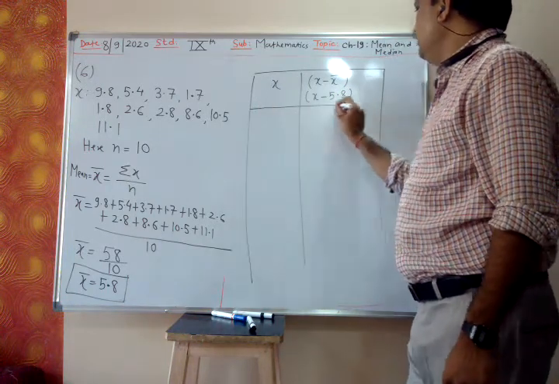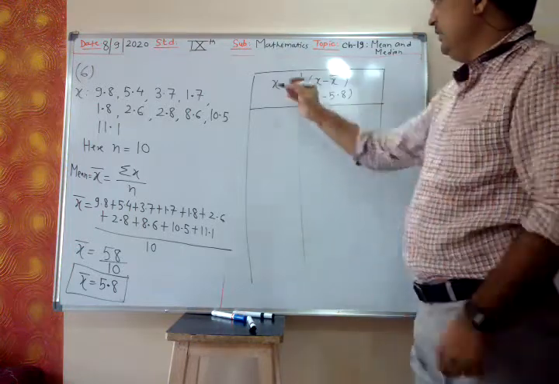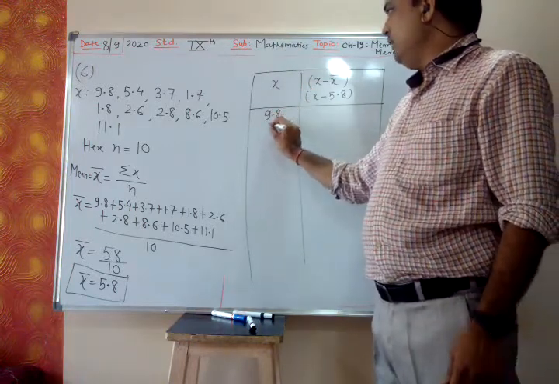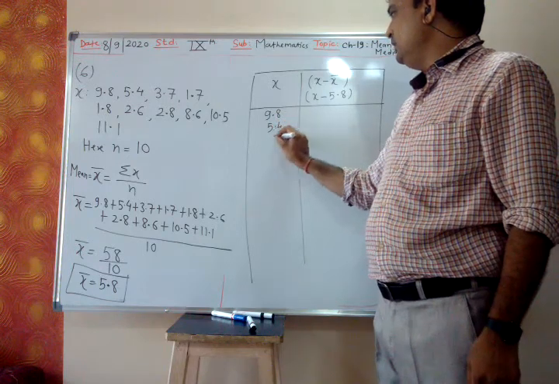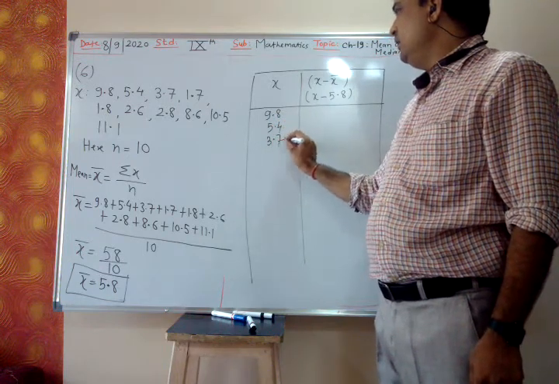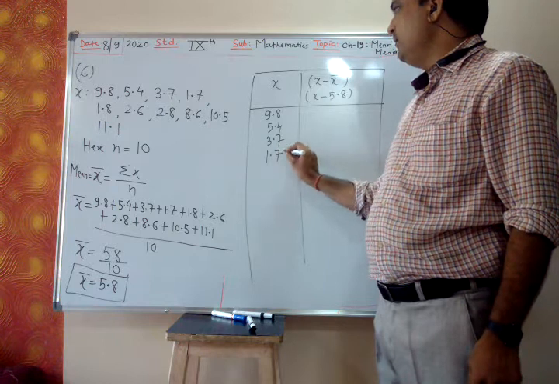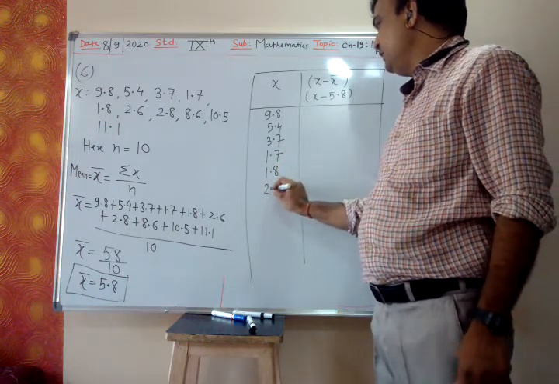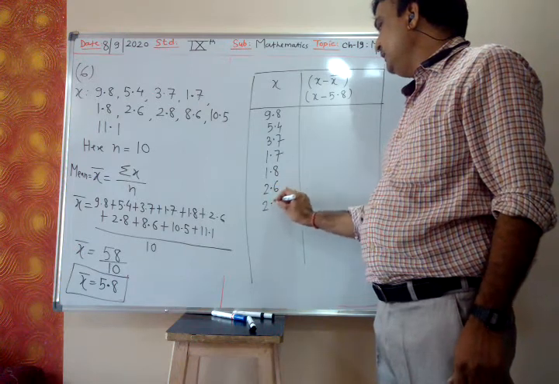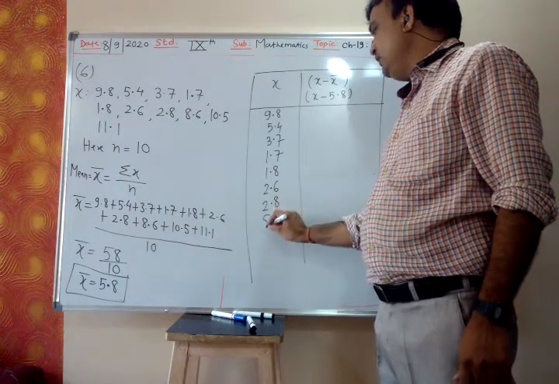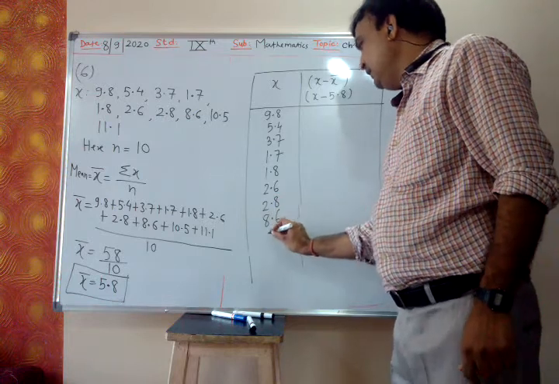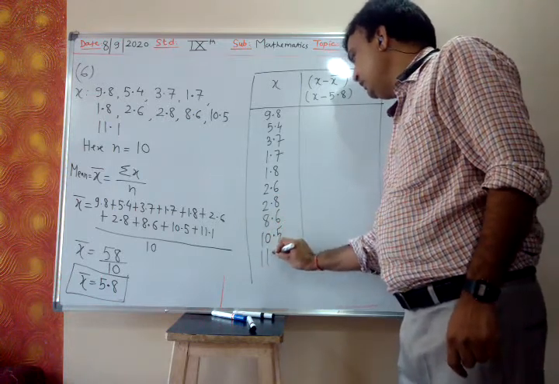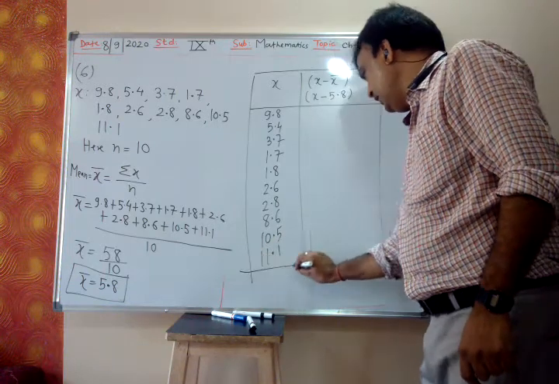So now we write the value of x first in this table. 9.8, 5.4, 3.7, 1.7, 1.8, 2.6, 2.8, 8.6, 10.5, 11.1.